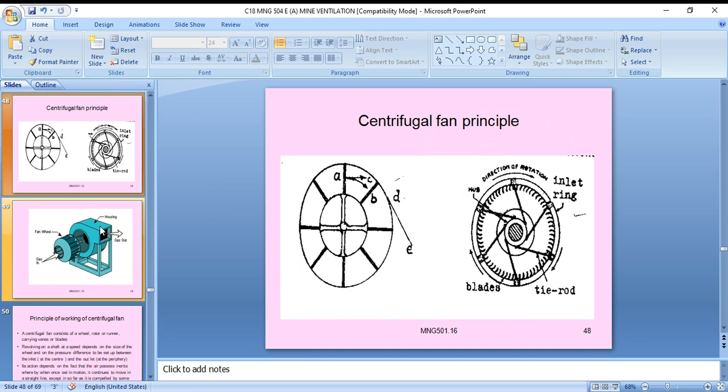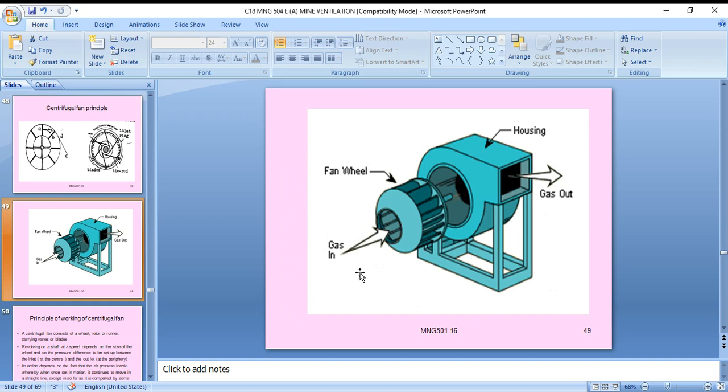Centrifugal fan principle. How the centrifugal fan works is discussed one by one. Coming to the centrifugal fan, this is the inlet and the direction of motion. This is the hub and the blades are moving. These are the tie rods. These show the movement of the tangential force, and this is the blade angle. This is the housing and gas outlet, the fan wheel, and the exhaust. This is the opposite of the other one, and it is called a centrifugal fan.